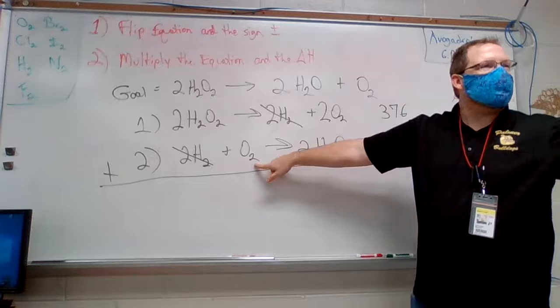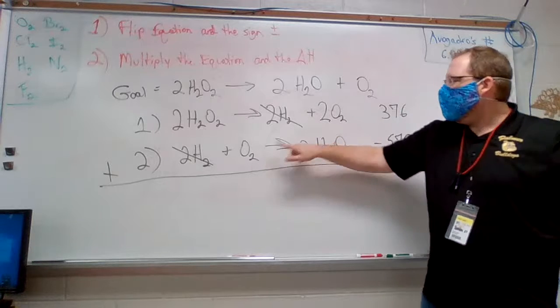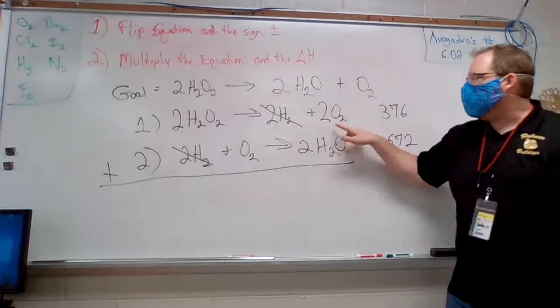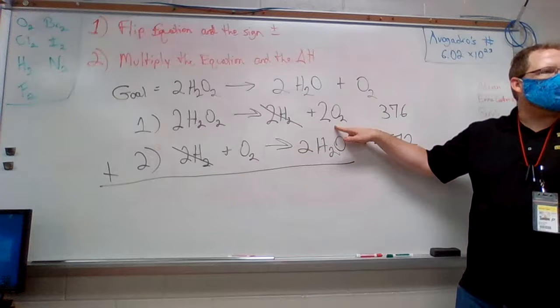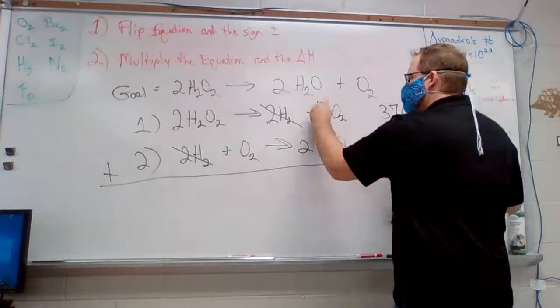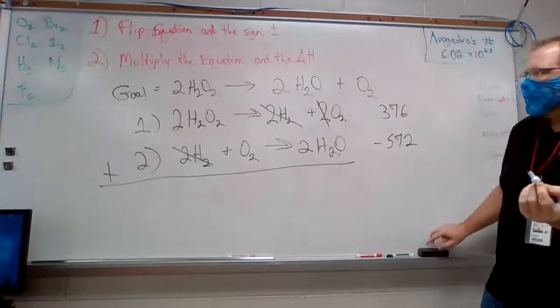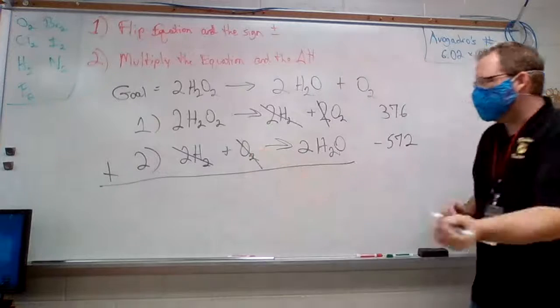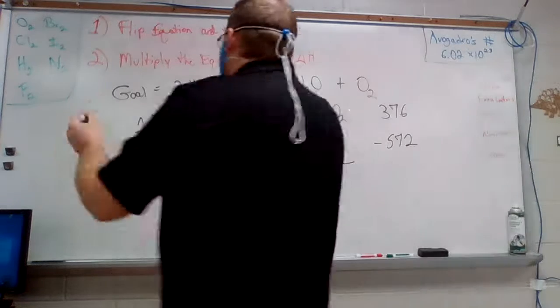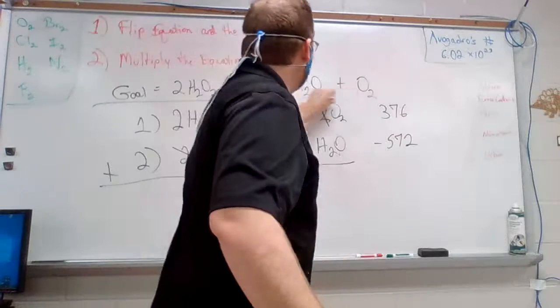This oxygen, I only have 1 of these, where I have 2 of these on the other side. So it's only going to cancel out 1 of these. It's not going to cancel out the whole thing because they're not even. So what I'm actually going to have happen is this 2 gets canceled out, and this O2 gets canceled out. And now, what do I have left when I add these together? I'm not including the top equation.